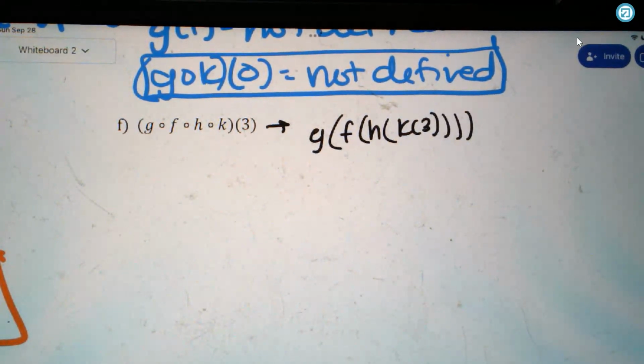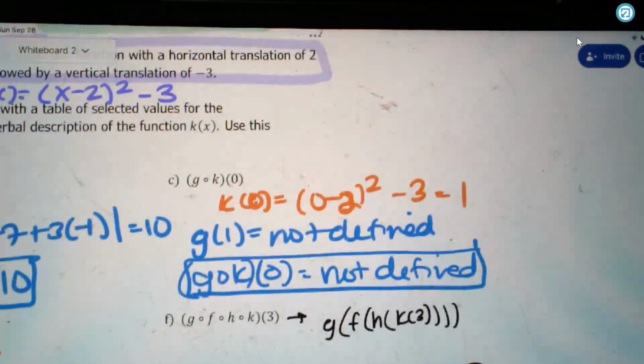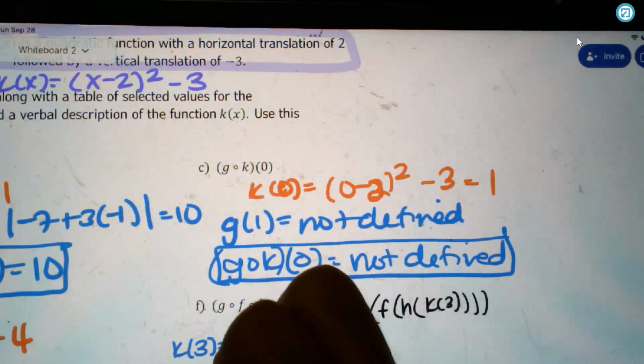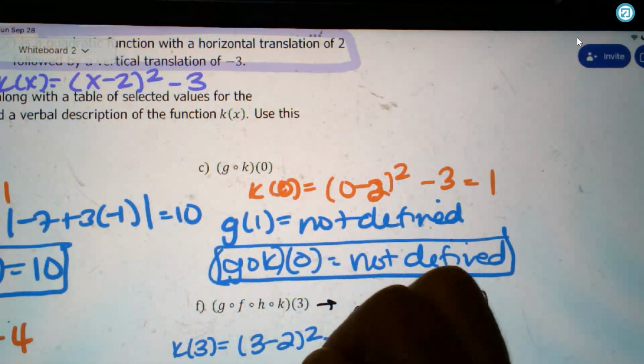All right. So we're going to start again with k of 3. So k of 3 is going to be 3 minus 2 squared minus 3.